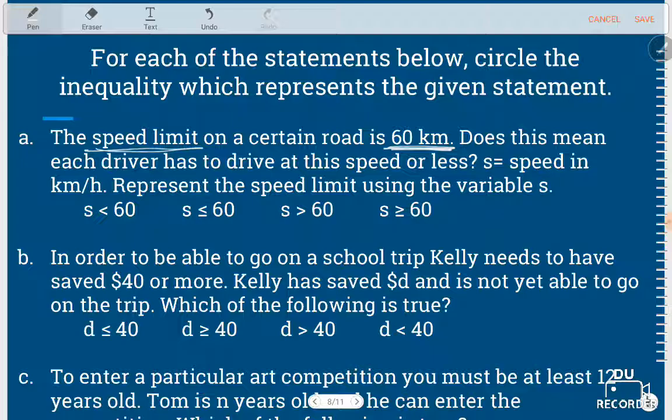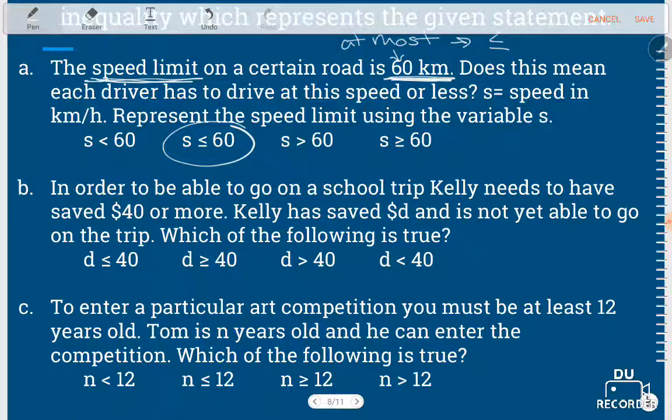So if S is the speed, how could we represent that? Well, at most 60, so maybe make a note, at most. And if you look back in your notes, we said at most goes with less than or equal to. So their speed should be less than or equal to 60. Okay, so just go ahead, write just this little underline, couple phrases, and then what that would look like in math terms.